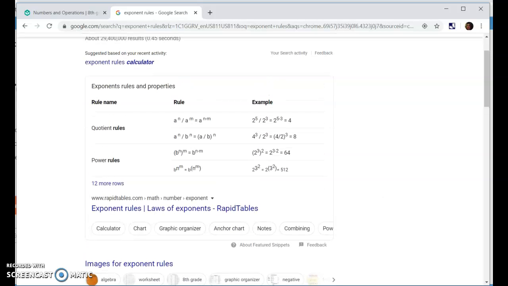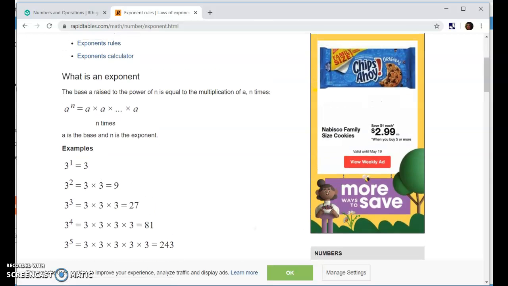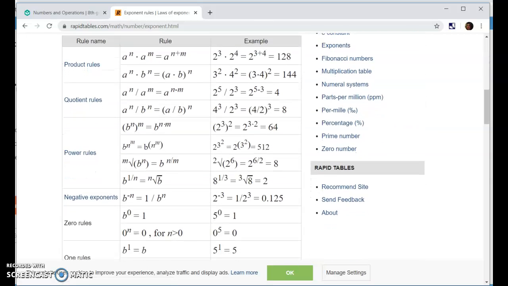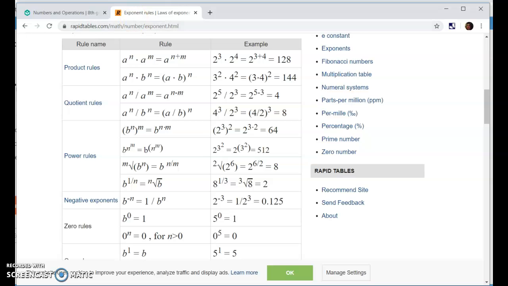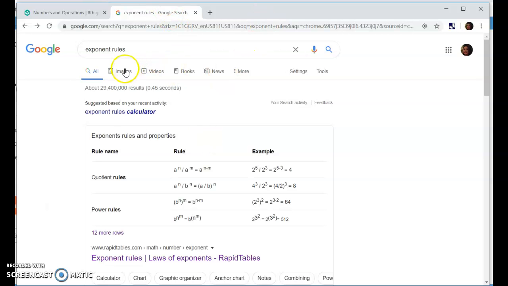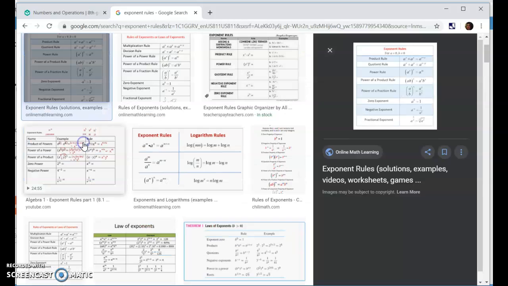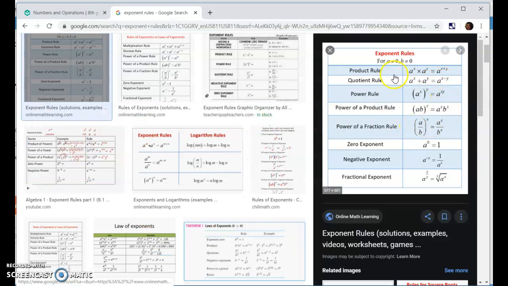Okay, so here's some rules here. This looks like a lot, I don't really like how this looks. Let me find another one here. Maybe if I just go to images. And we wrote notes about this in class. This is a good one here.